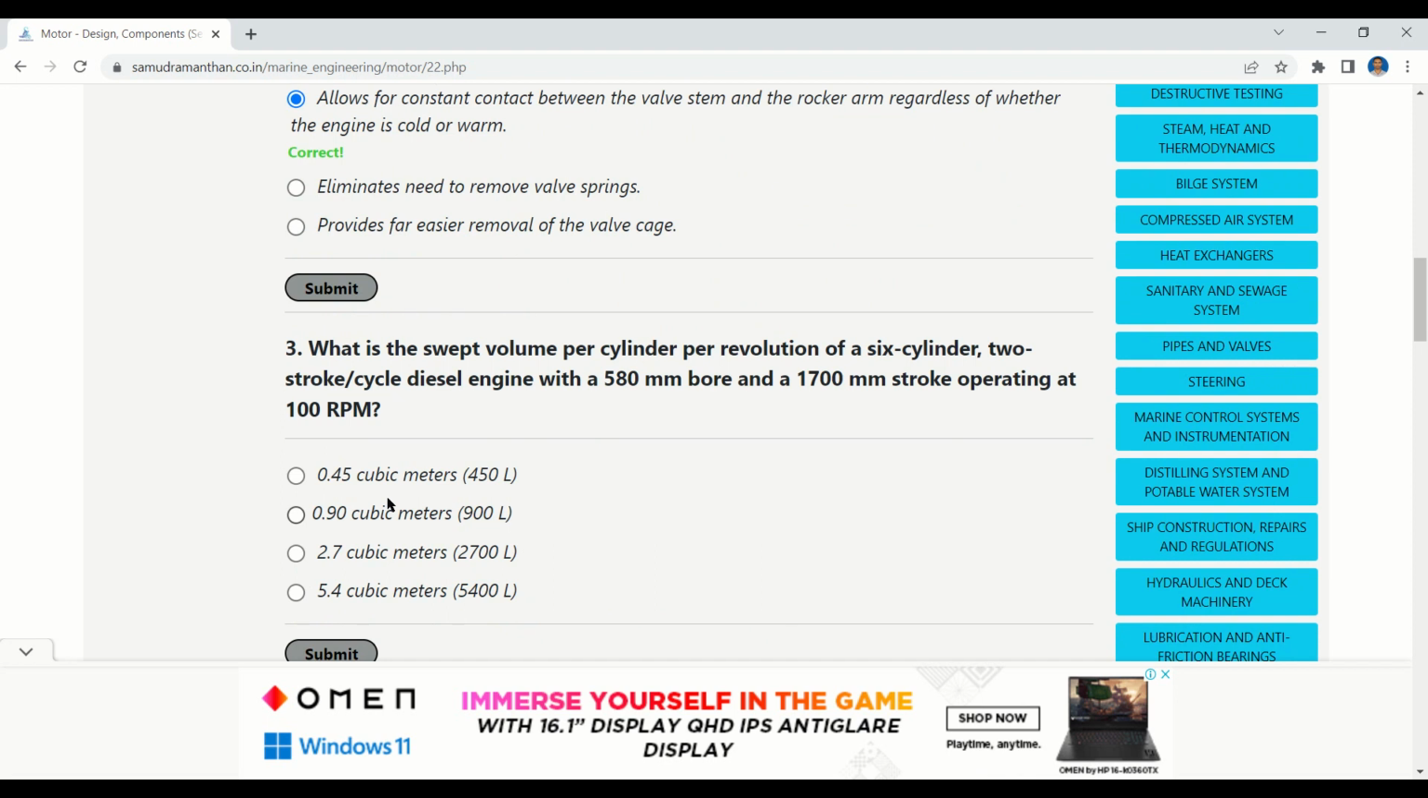Our next question is, what is the swept volume per cylinder per revolution of a 6-cylinder 2-stroke cycle diesel engine with a 580 mm bore and 1700 mm stroke operating at 100 rpm? In this question, we have been asked what is the stroke volume in one revolution in one cylinder. So we can calculate it here. The bore is given as 580 mm, so we will calculate it.